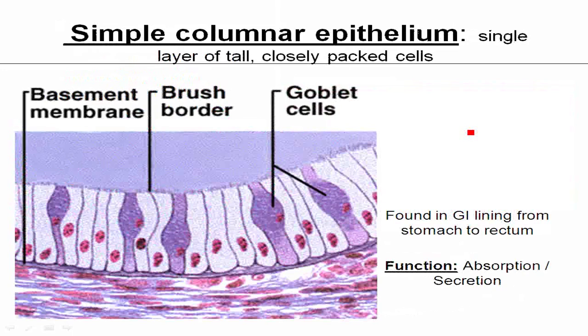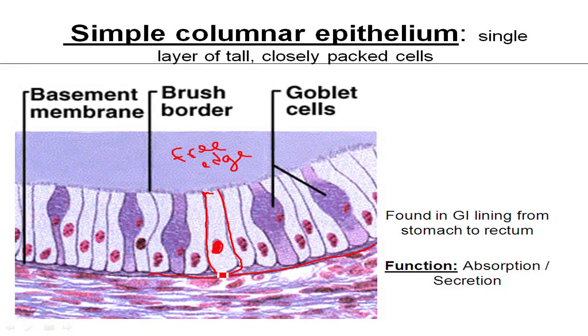Now the next type are simple columnar cells. Again, simple meaning there's only one layer of cells. Again, we're going to focus on our free edge here. There's no cells up here. Here's our basement membrane that the cells are resting on. If you look at this cell, you can easily see that that is a columnar shaped cell. The nuclei are toward the basement membrane, a little bit lower in position. You can see the entire cell from the free edge all the way down to the basement membrane.